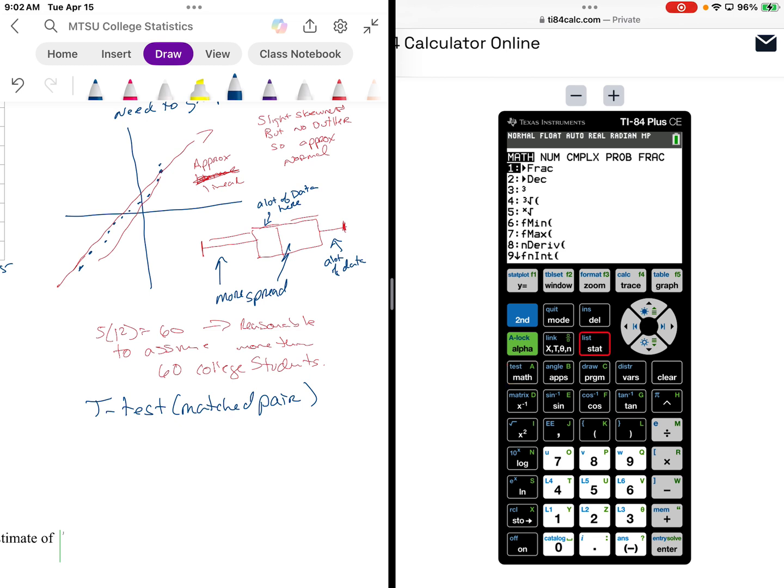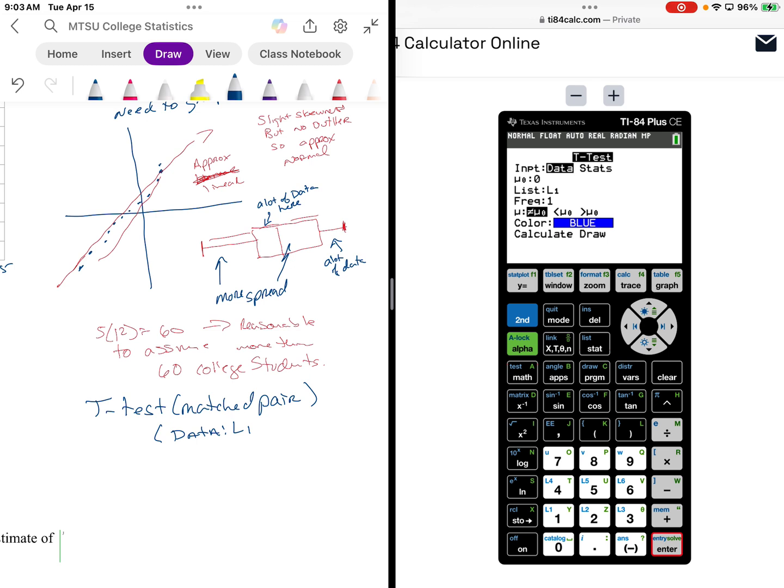So I'm going to go into stat, go over to test. We're going to go down to t-test. I'm going to pause here. We're going to use the option that says data because we typed in all the numbers. Okay, so I'm going to use the option that says data there. My data is in L1.